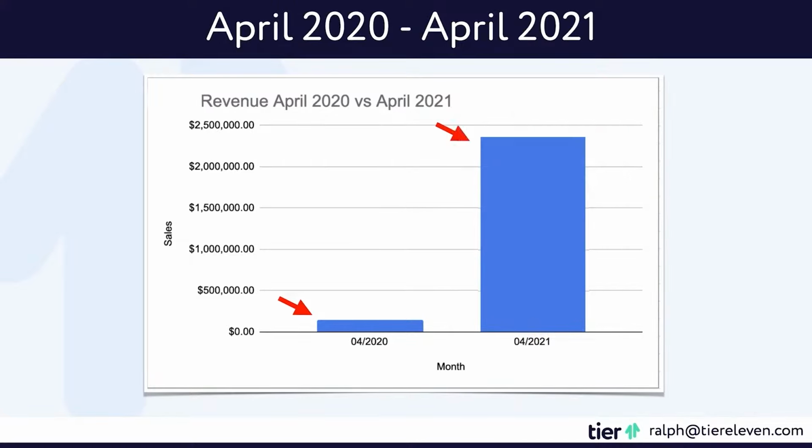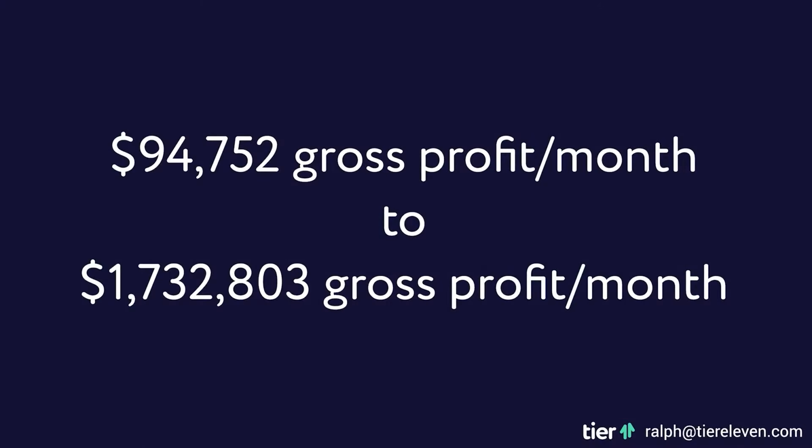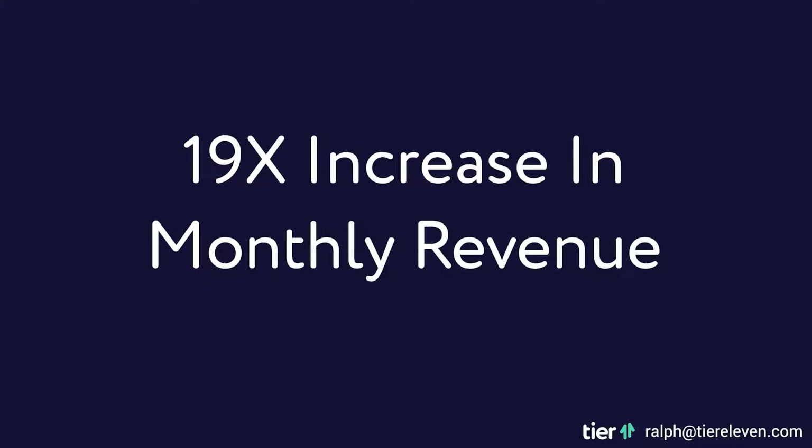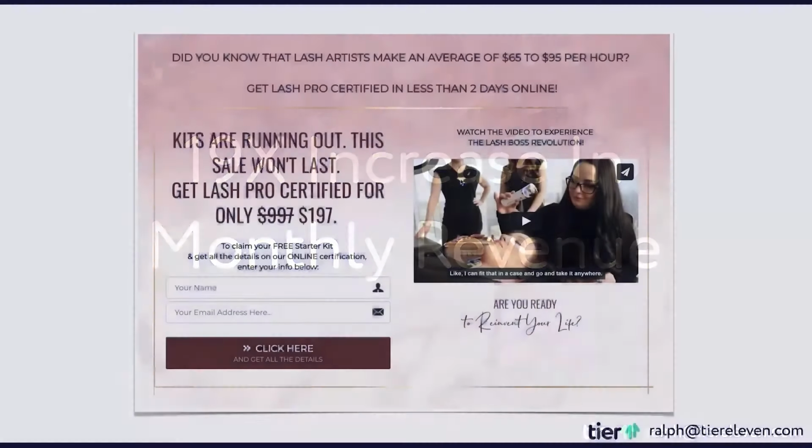There was really nothing in revenue in April of 2020, but now all of a sudden they're at 2.4 million per month. So business has obviously increased dramatically. We went from $94,000 in gross profit per month to about 1.7 million, which, if you do the math, is about an 18 or 19x increase in monthly revenue.